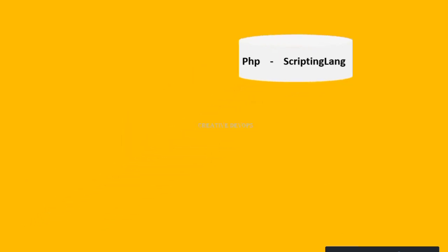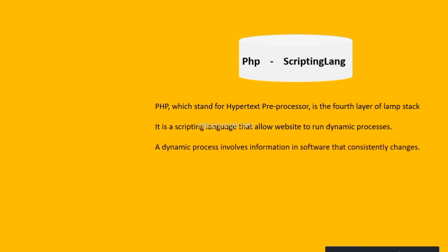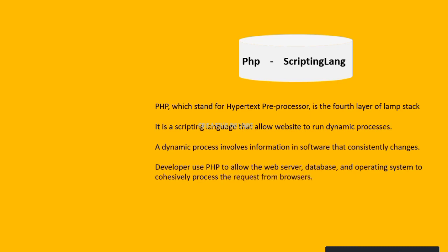The last component of the LAMP stack is PHP. This is a scripting language. PHP, which stands for Hypertext Preprocessor, is the fourth layer of the LAMP stack. It is a scripting language that allows the website to run dynamic processes. Dynamic processes involve information in software that consistently changes. Developers use PHP to allow the web browser, database, and operating system to cohesively process the request from the browser.